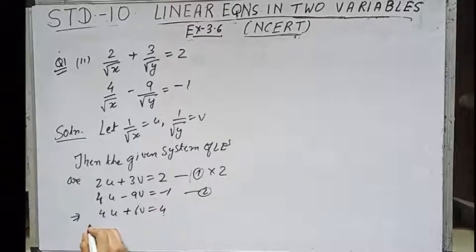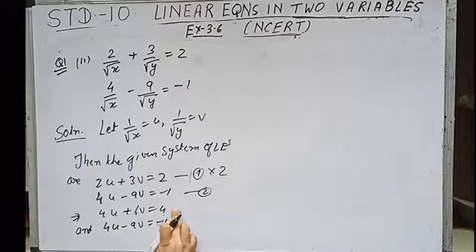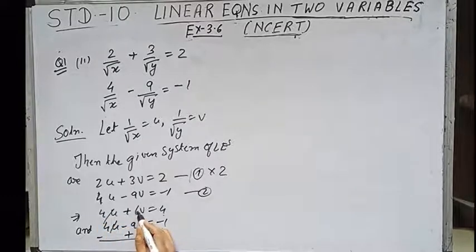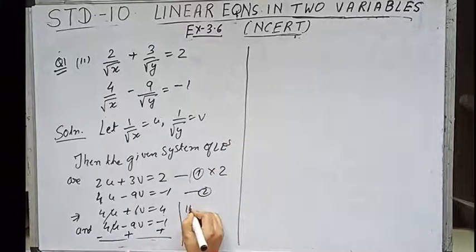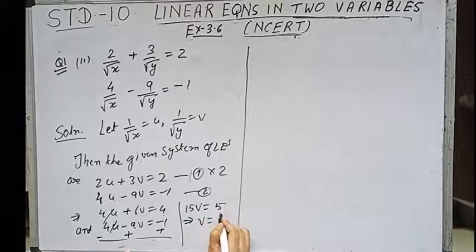Now over here 4u plus 6v equals 4 and 4u minus 9v equals minus 1. This equation 1 I have multiplied with 2, equation 2 copied as such. Subtraction, these two will be cancelled and 6 plus 9 is 15v. So I am writing over here 15v equals 5. This implies v equals 5 by 15 equals 1 by 3.